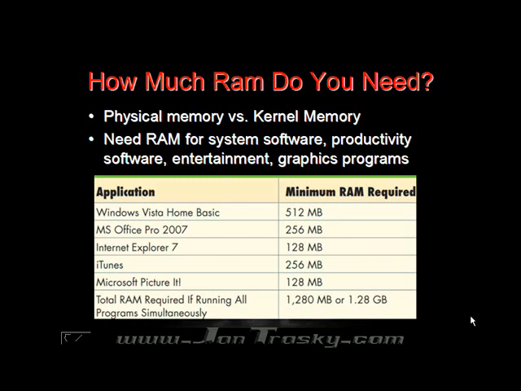Windows Vista requires 512 megabytes of RAM immediately. So right off the bat, you should have at least 1 gigabyte of RAM in your computer, because once you open up Microsoft Office Pro with Windows Vista, you're already over 700 megabytes of RAM needed. Internet Explorer needs 128 megabytes of RAM. When you add up all of these different softwares, you realize you need 1.28 gigabytes of RAM. So a system that has 1.5 gigabytes of RAM or a system that has 2 gigabytes of RAM would be an adequate system to be using right here.